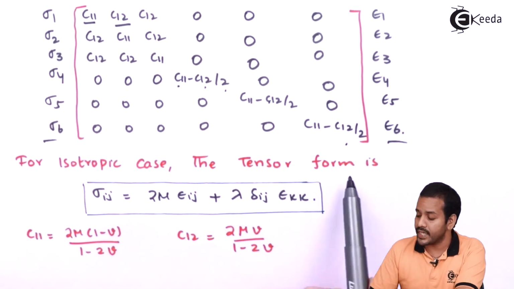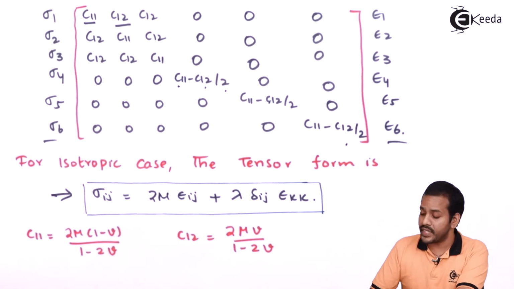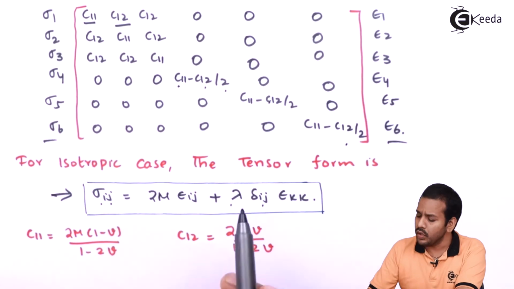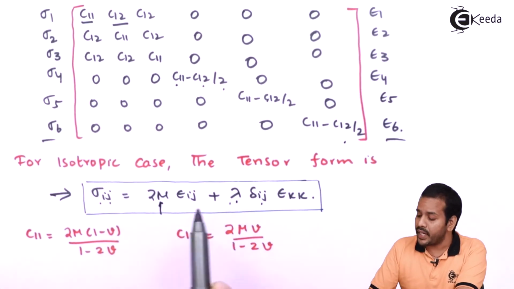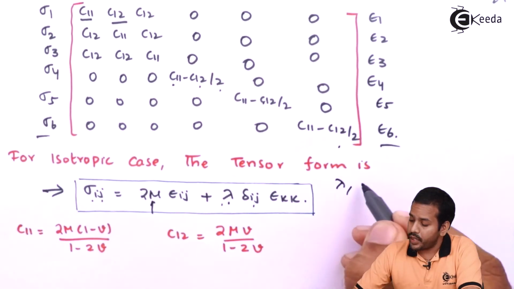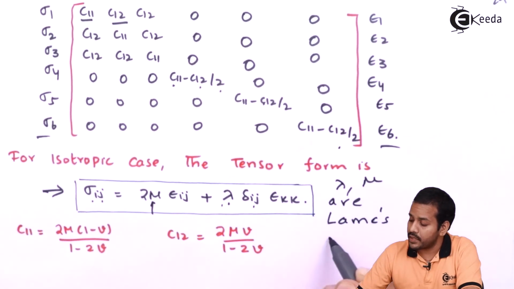For the isotropic case, we can represent the tensor form like this. That is sigma ij is equal to mu epsilon ij plus lambda delta ij epsilon kk, where i and j run from 1 to 3. This mu is called the rigidity modulus, and lambda and mu together are called the Lame's constants.